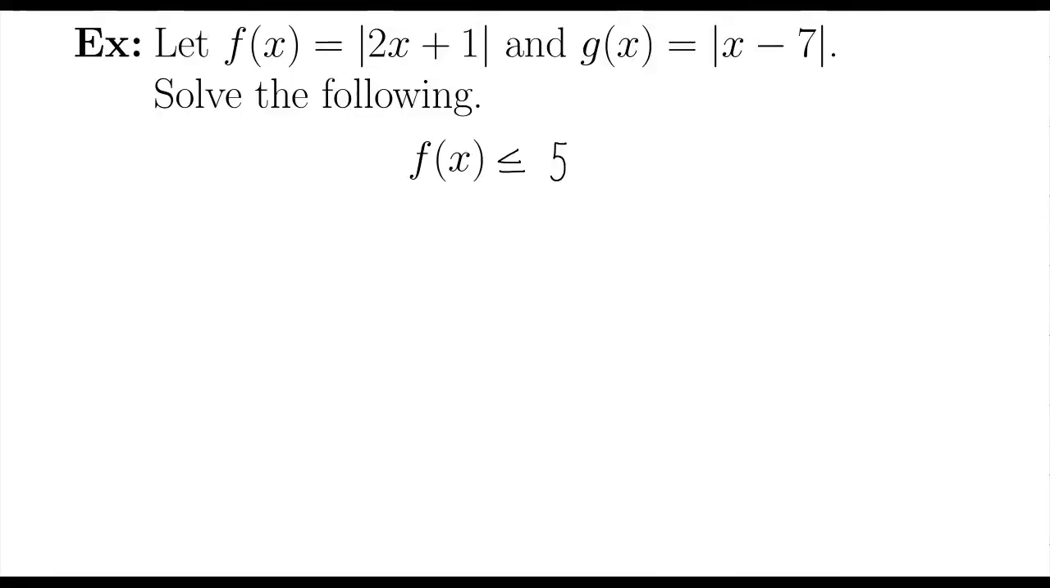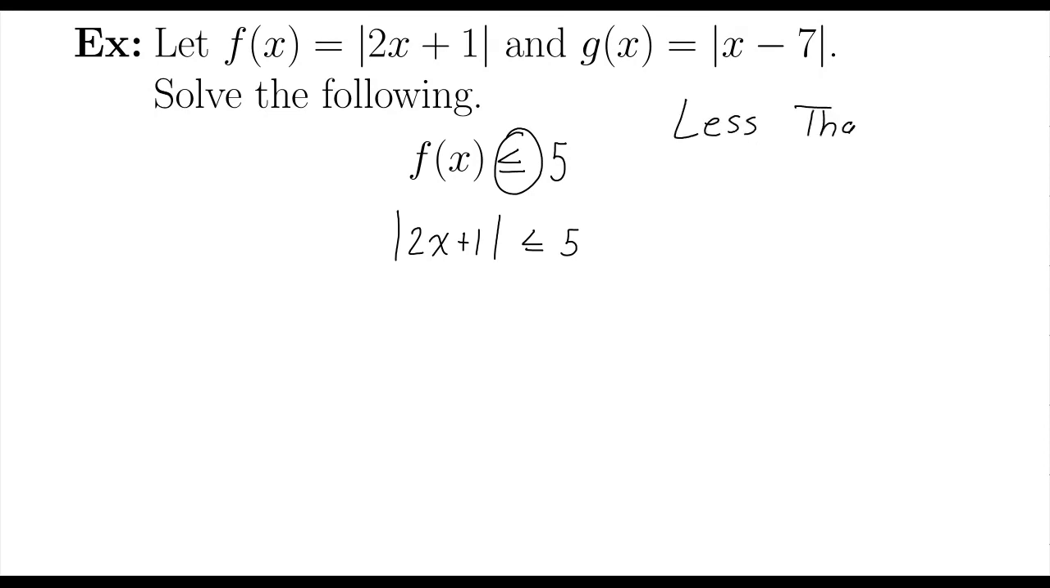Let's solve the inequality that results by having f of x set less than or equal to 5. In other words, we have the absolute value of 2x plus 1 is less than or equal to 5. Before I go any further, I want to pay attention to this symbol here. That is a less than or equal to sign. So the function is less than or equal to 5.